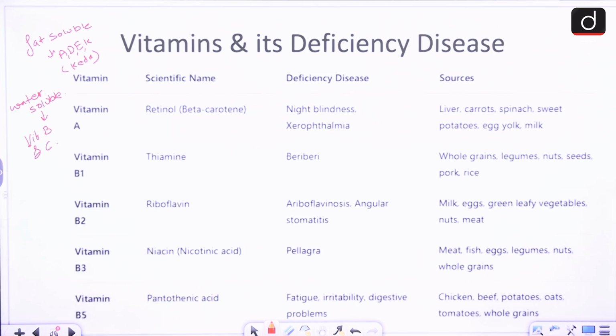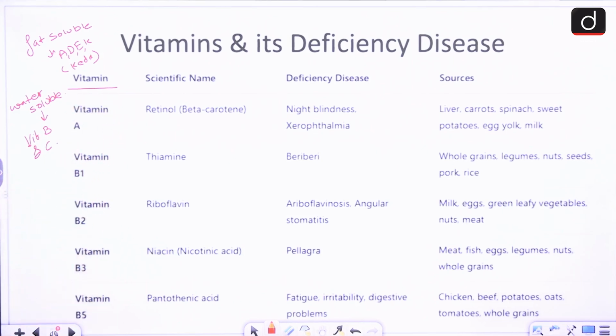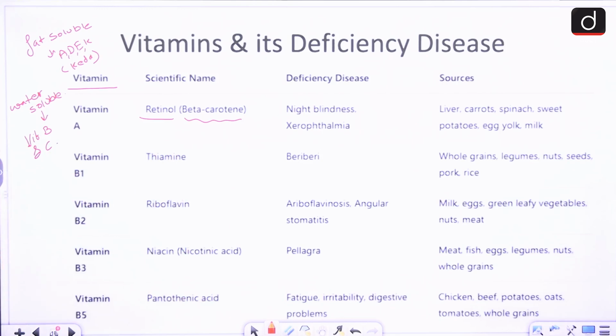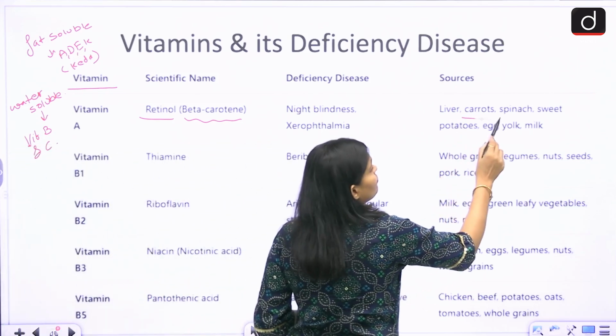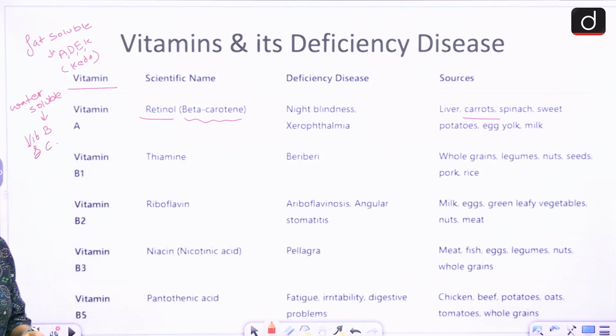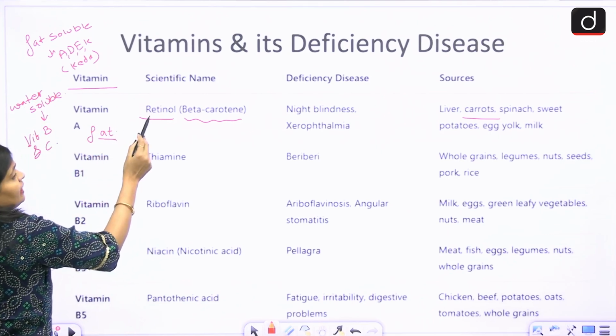Now let us see vitamins and their deficiency diseases. So here we have vitamin A. The scientific name of vitamin A is retinol, which is formed from beta carotene, and the source of beta carotene is carrot. From the carrot you will get beta carotene, which converts into vitamin A. So vitamin A is a fat soluble vitamin, scientific name retinol.